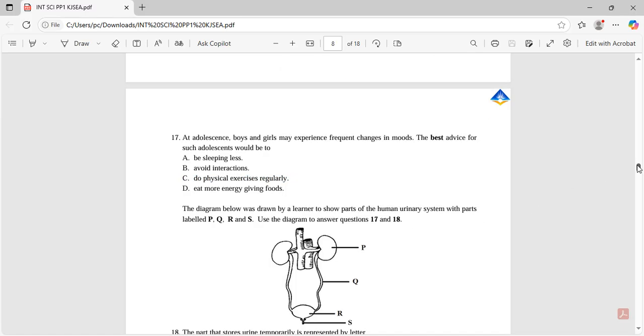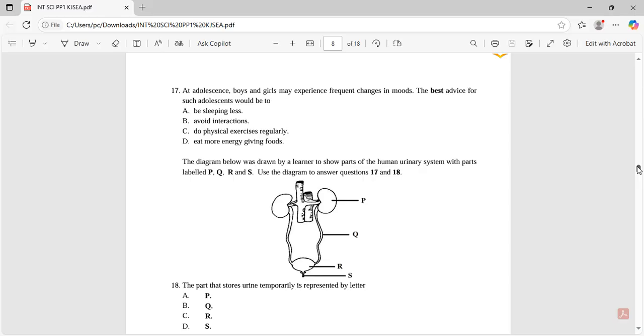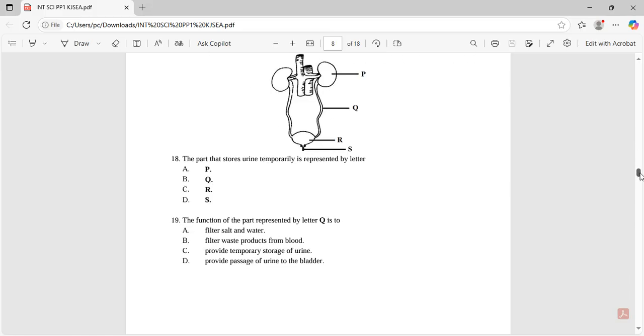The diagram below shows parts of the human urinary system, parts labeled P, Q, R, S. Use the diagram to answer questions 17 and 18. The part that stores urine temporarily is represented by the letter R. The bladder is represented by the letter R. 18C, R is the bladder, so 18C.